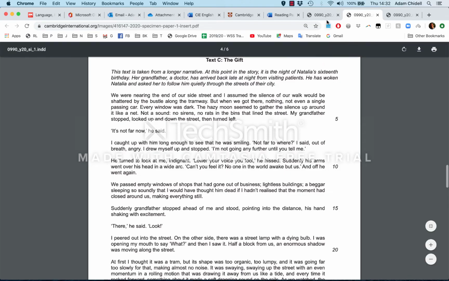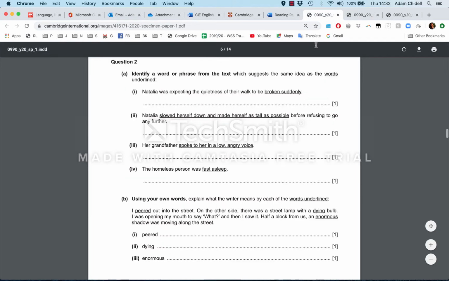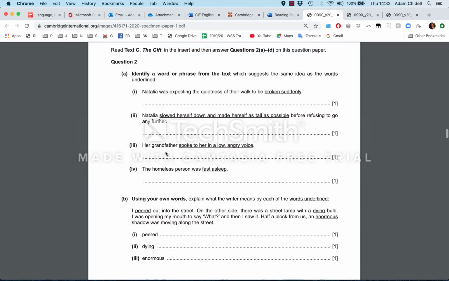Aha, lovely sibilant sound there. And do you think hissed could mean spoke to her in a low, angry voice? I would say so. And again, we don't need to put much more information in here than simply the word hissed, and you've got your third mark.